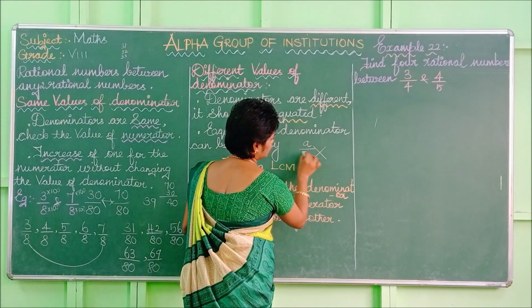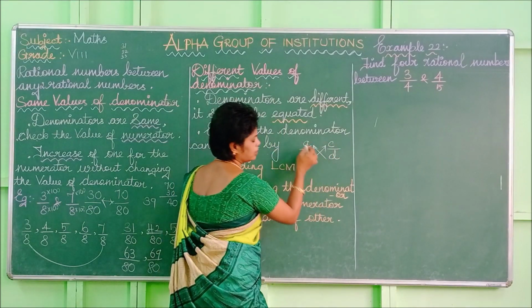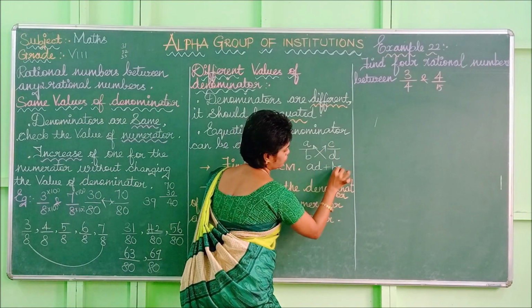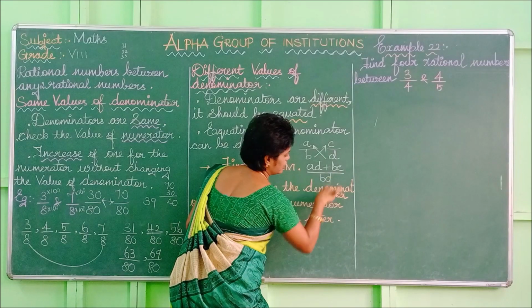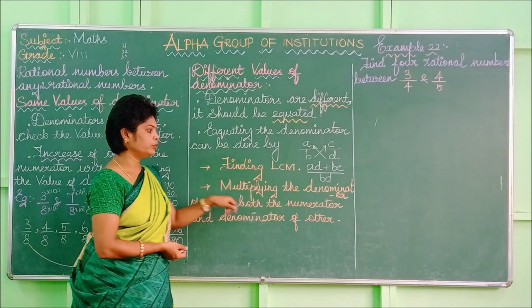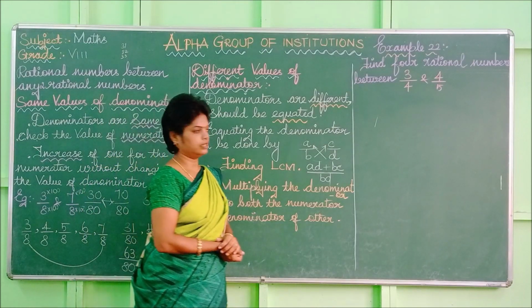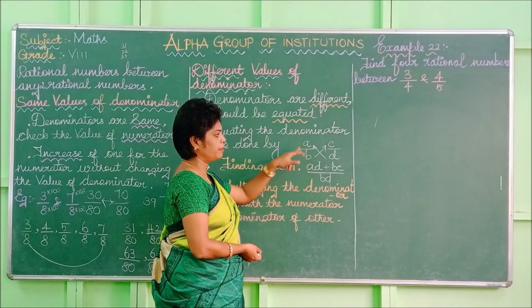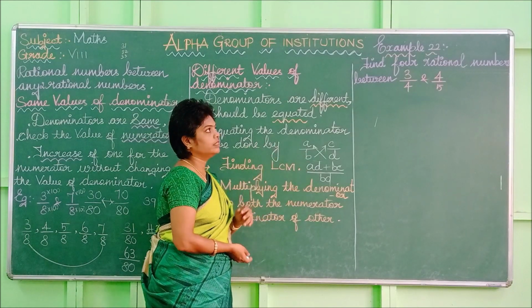Here is the value a by b, here is the value c by d. Using the cross multiplication method, we can write both denominator values as bd. So this is what is represented here: multiplying the denominator of one to both the numerator and denominator of the other. That is the cross multiplication method. If this is one rational number a by b and another rational number c by d, you can represent it like this.